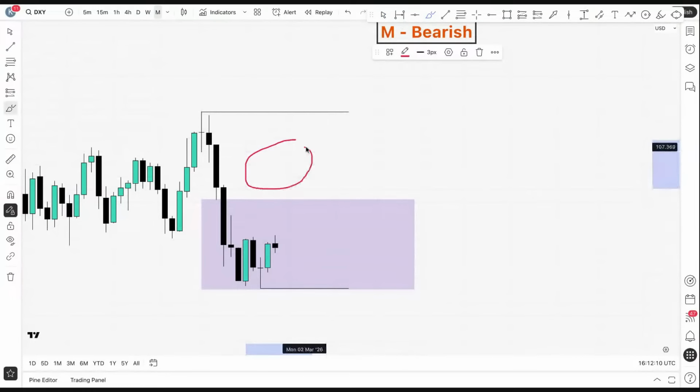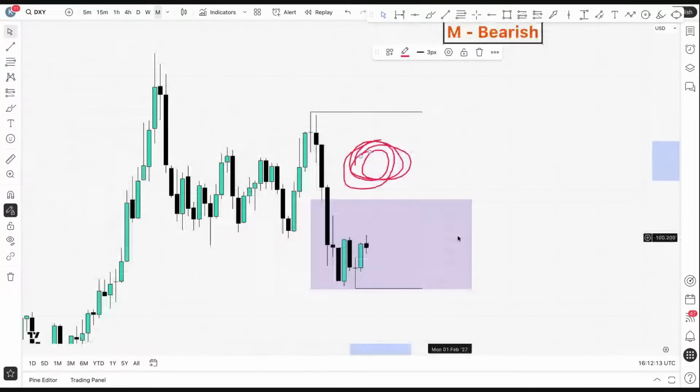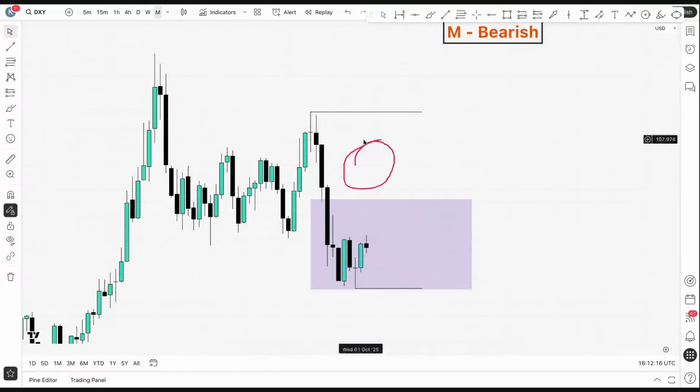All right. So if you're trading on the monthly time frame, by now you should be waiting, because trading is a mixture of action and waiting. All right. You're waiting for price to do that.